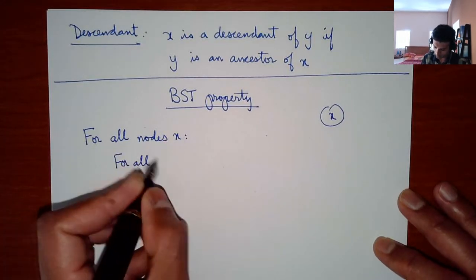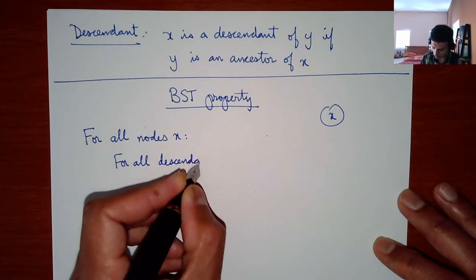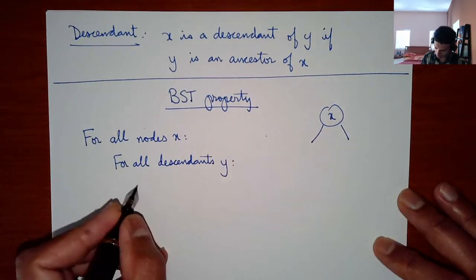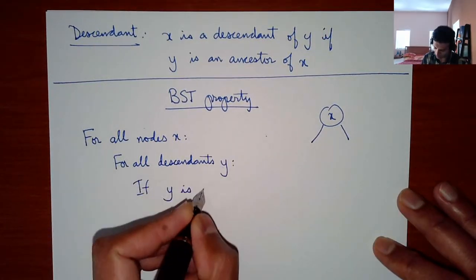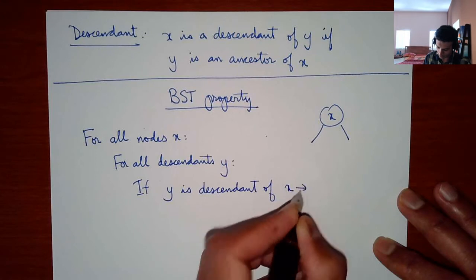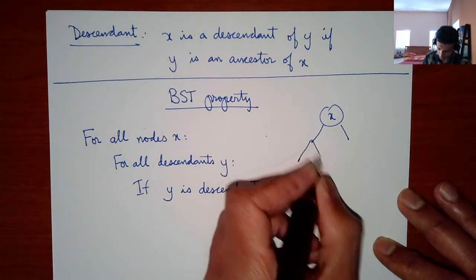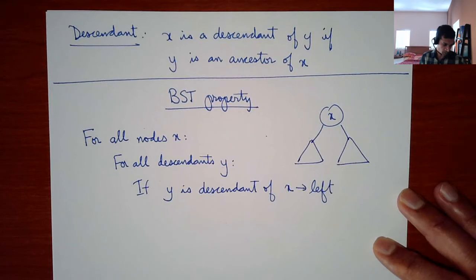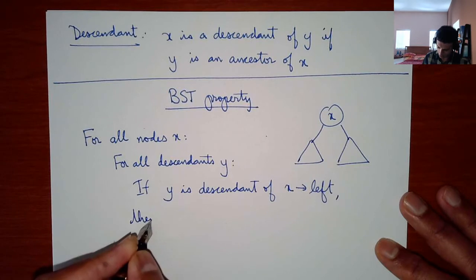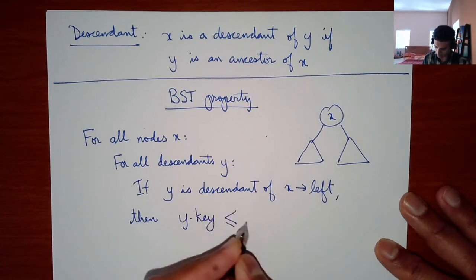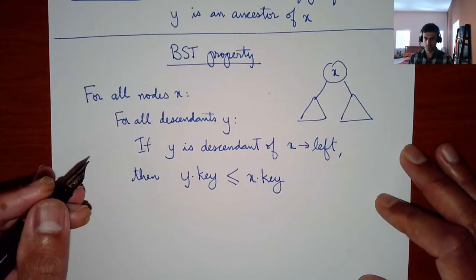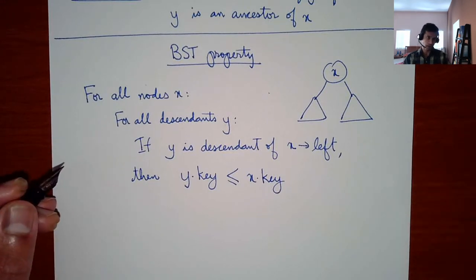For all descendants Y. So Y is a descendant of X. We'll say if Y is a descendant of X arrow left. So this is how I usually draw my trees. That means that if Y was in the left part, then the key of Y is less than or equal to the key of X. Okay, so this is the condition that we will enforce.